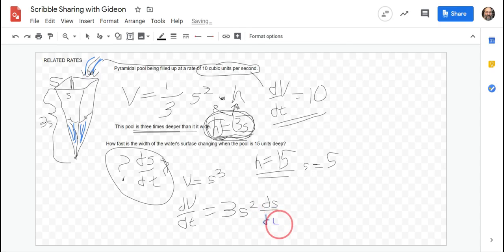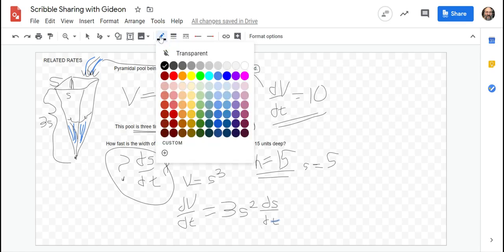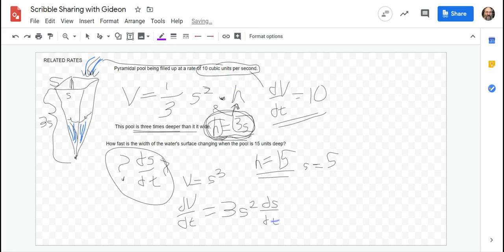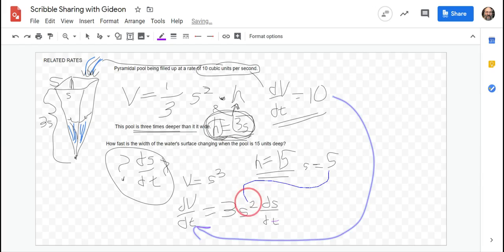Remember, this wasn't an s derivative where we wouldn't have an extra term. This was a t derivative. S changes with t, so it's a function of t. So the chain rule applies. We need a chain term because of the s, and that's ds/dt. Now we're doing well. Now we have the equation where we can indeed substitute in everything. At this stage, we can put in the 10 and put in the 5 and solve for ds/dt, right?